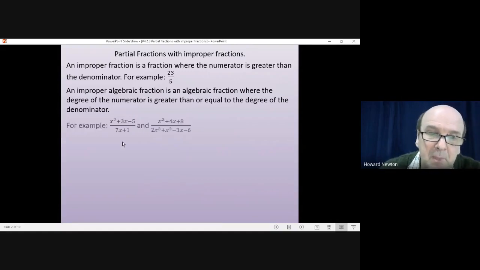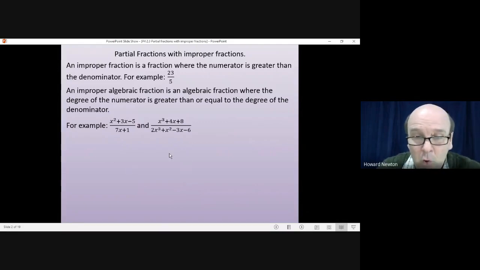What does that mean? It means, for example, (x squared plus 3x minus 5) over (7x plus 1), where the degree of the numerator is 2 because we have a quadratic, and the degree of the denominator is 1 because it's just a linear function. Or if you had (x cubed plus 4x plus 8) over (2x cubed plus x squared minus 3x minus 6), both are cubics with degree 3. So both of those would be improper algebraic fractions.